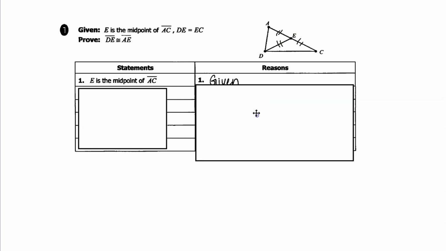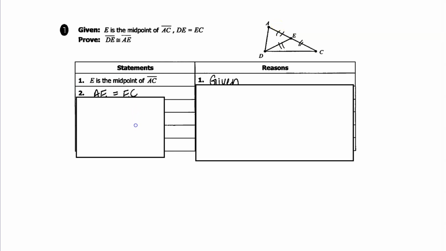So we know that this is given. And then we have to fill in the rest. So that's all we know. So let's go ahead with, how do we prove that DE is equal to AE? Well, we know that these two are equal, and we're trying to prove this one right here. Well, we know that AE is equal to EC.